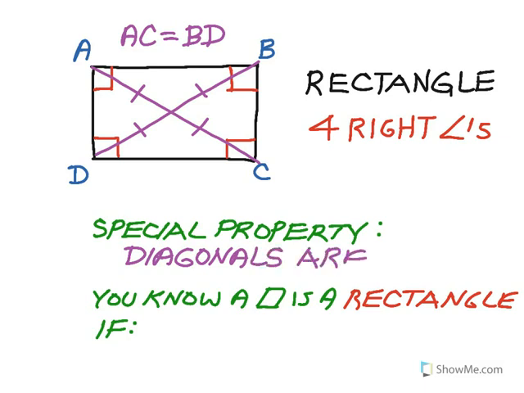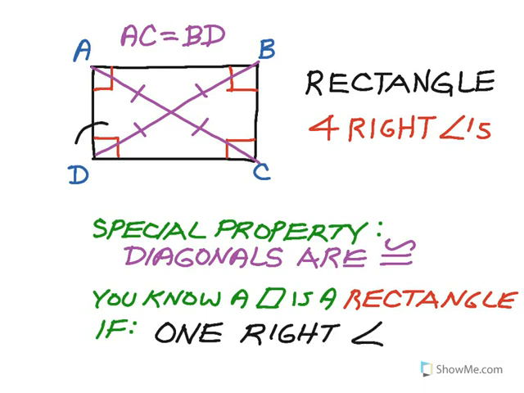And there is a special way to know if you have a rectangle. All you need is one right angle in a parallelogram. If you have one right angle, because of the other properties of a parallelogram being opposite angles congruent, you know that you have a rectangle. So any one right angle in a four-sided figure, you know you've got a rectangle.